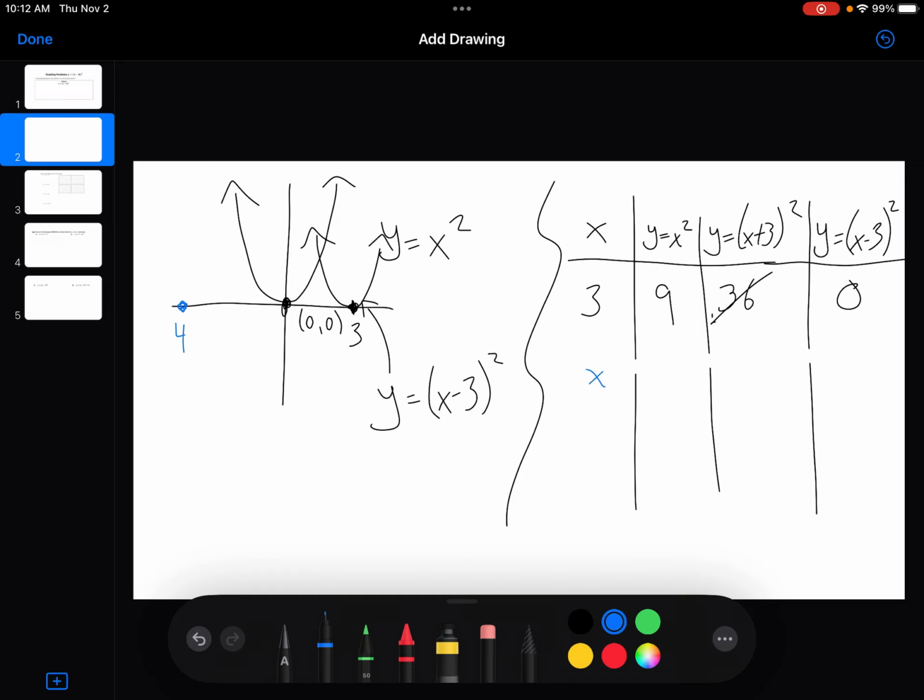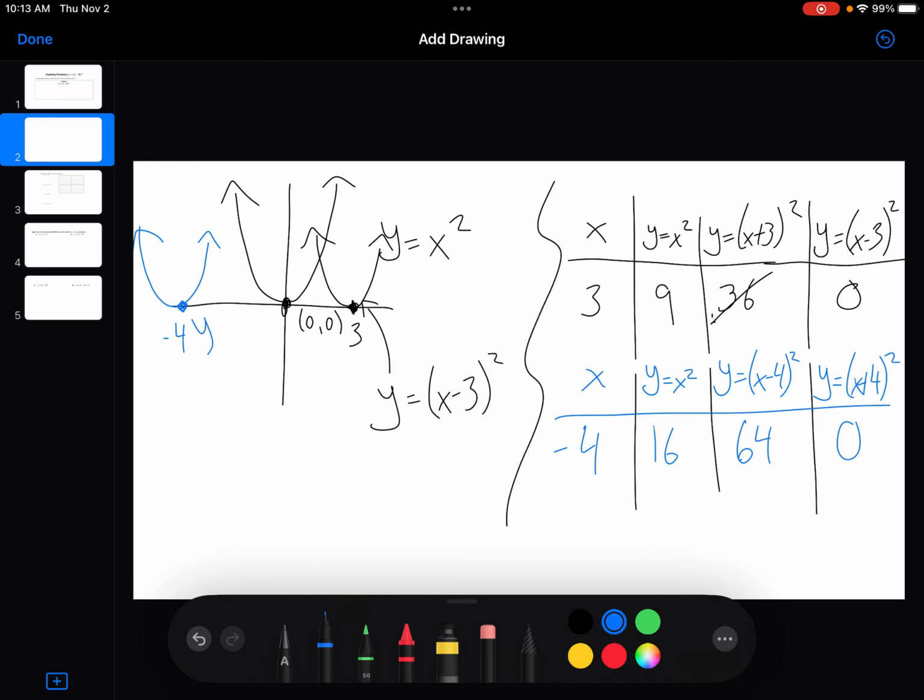So if we had y equals x squared, and then if we did y equals x minus 4, because you're going to the minus, a lot of people think that I should put minus 4, or x plus 4. If I put in 4, we'd get 16 here. That would be negative 4, excuse me. And if I did negative 4 again, negative 4 minus 4 is negative 8. So this would be y equals 64. We don't want that. We want 0. So it has to be the opposite. So the equation for this would be y equals x plus 4 squared.